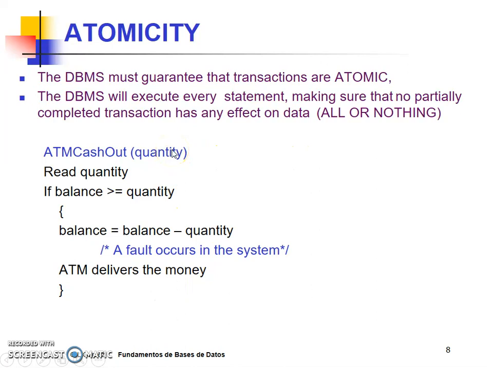So here is our example of the cash out. We read the quantity that the user wants, and if the balance is bigger than the quantity, we subtract from the balance, and then we deliver the money. But let's assume that a failure occurs here. If a failure occurs in the middle of the transaction, you have to go back and undo whatever you did. So the quantity has to be added back again, and we do that, we roll back. So either we execute the whole transaction to the last minute, or we don't execute anything. So atomicity means all operations or none of the operations.